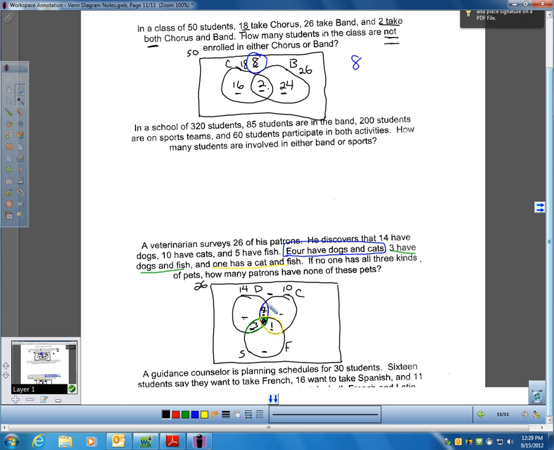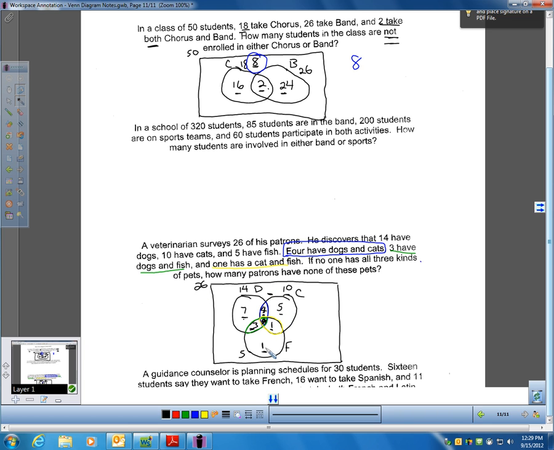There's 14 in the dog circle. 4 plus 0 plus 3 is 7. 7 plus 7 gets me 14. 10 own cats. 4 plus 0 plus 1 is 5. 5 plus 5 gives me 10. And 3 plus 0 plus 1 is 4. 4 plus 1 is 5. That's got to be a 1. And now if I add all these up plus this, I got to get 26.